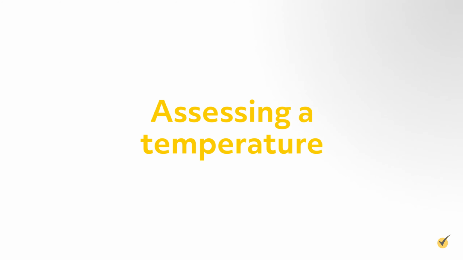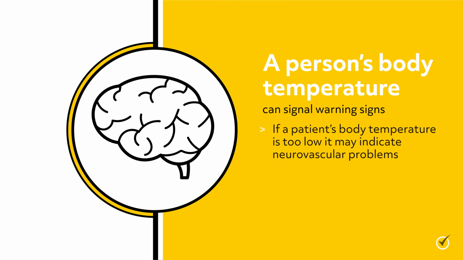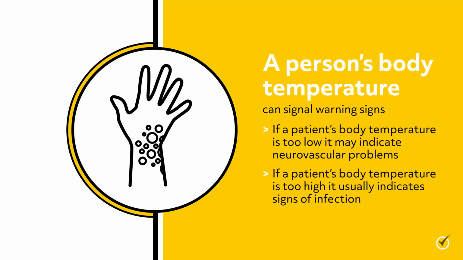Assessing a temperature. A person's body temperature can signal warning signs. If a patient's body temperature is too low, it may indicate neurovascular problems. If a patient's body temperature is too high, it usually indicates signs of infection.